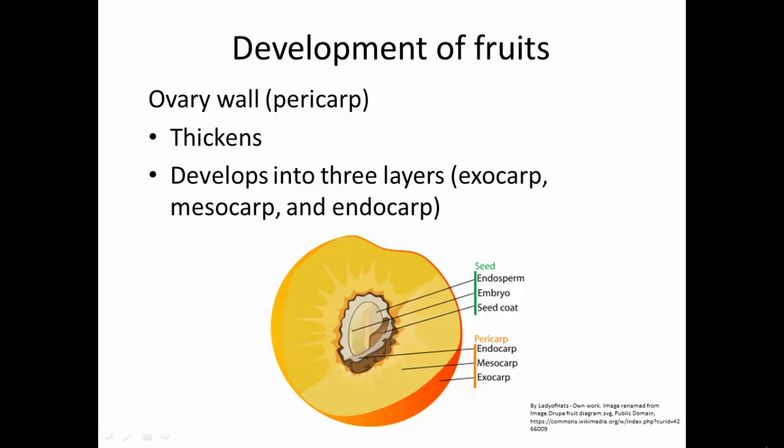So that's the basic structure of the fruit. So the ovary wall is called the pericarp, and generally we can recognize 3 layers within the pericarp: the exocarp, the mesocarp, and the endocarp.